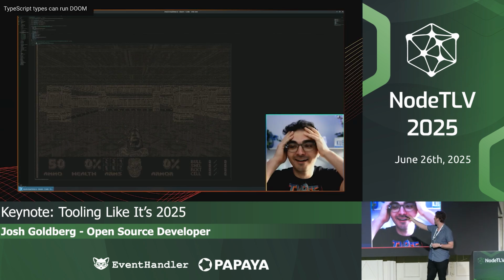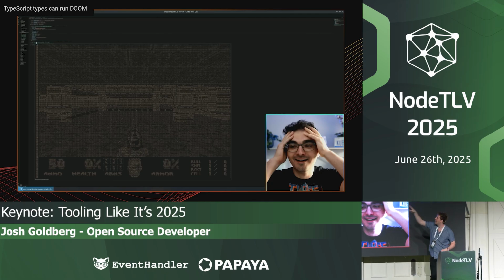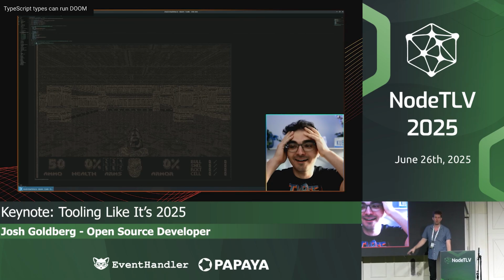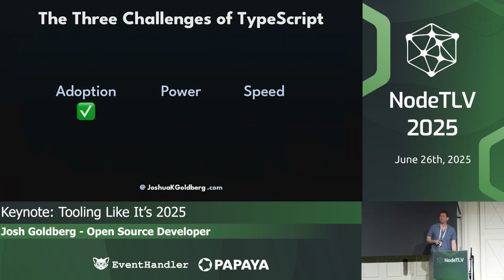It's hard to see maybe from the back, but this is his face when he got a template literal type, a string type, representing the first frame of Doom to render. He's so cute. Look at him. TypeScript's pretty powerful. But what is the downside of that power?